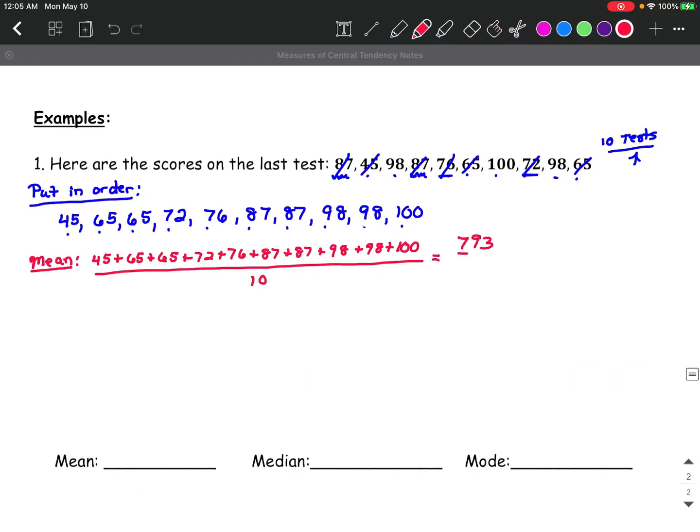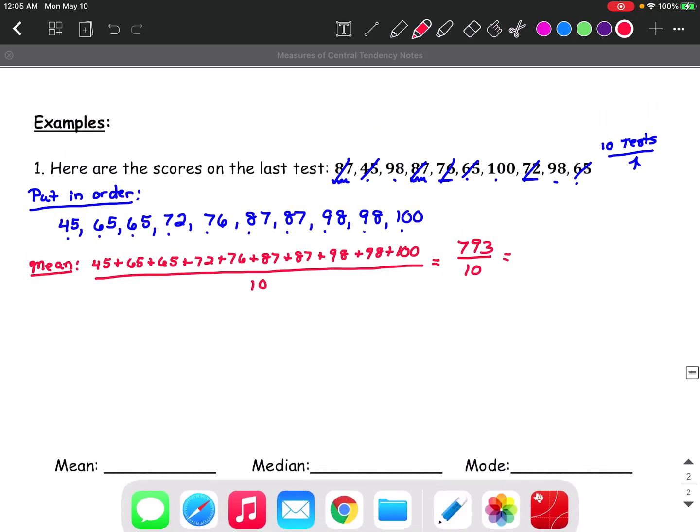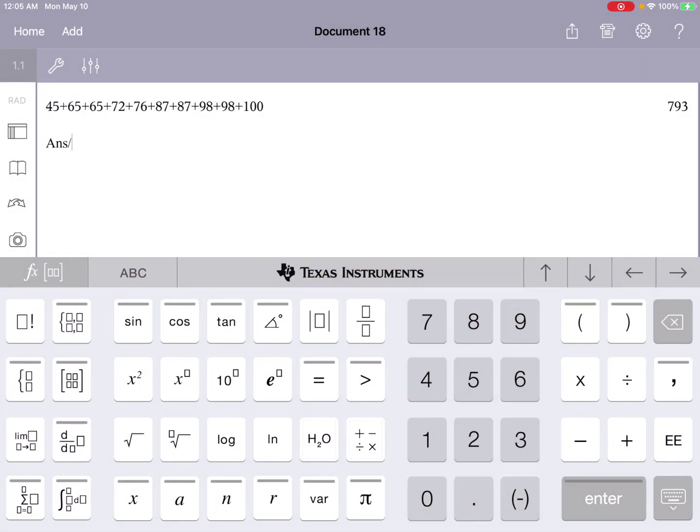793 divided by 10. And if you want to use your calculator again for that, that's absolutely okay. I'm going to divide by 10. And I get my answer. Oh, it gives me a fraction. Don't we love that? So remember, we go back here, arrow up, hit enter. Now you can either control enter. If I put a decimal, if you hit enter, there you go, and it'll give you the decimal.